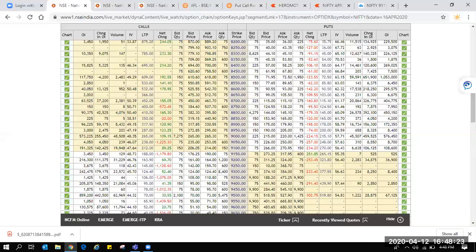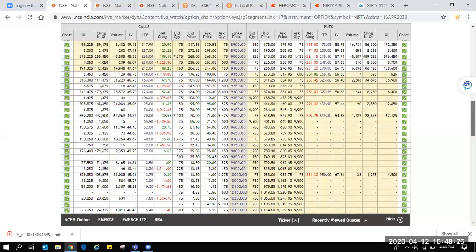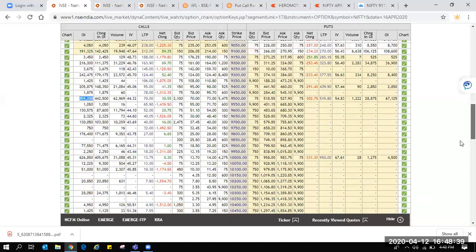Now we'll go to the resistance. How can we find the resistance? Resistance can be found on the call side. If we look at the calls, at 9,500 there is the maximum OI, 8,59,200. So people don't expect the market to go above 9,500. So we have a broader range of 1,000 points, from 8,500 to 9,500, for the option chain. So for the option chain, we can see we have 1,000 points in Nifty currently.